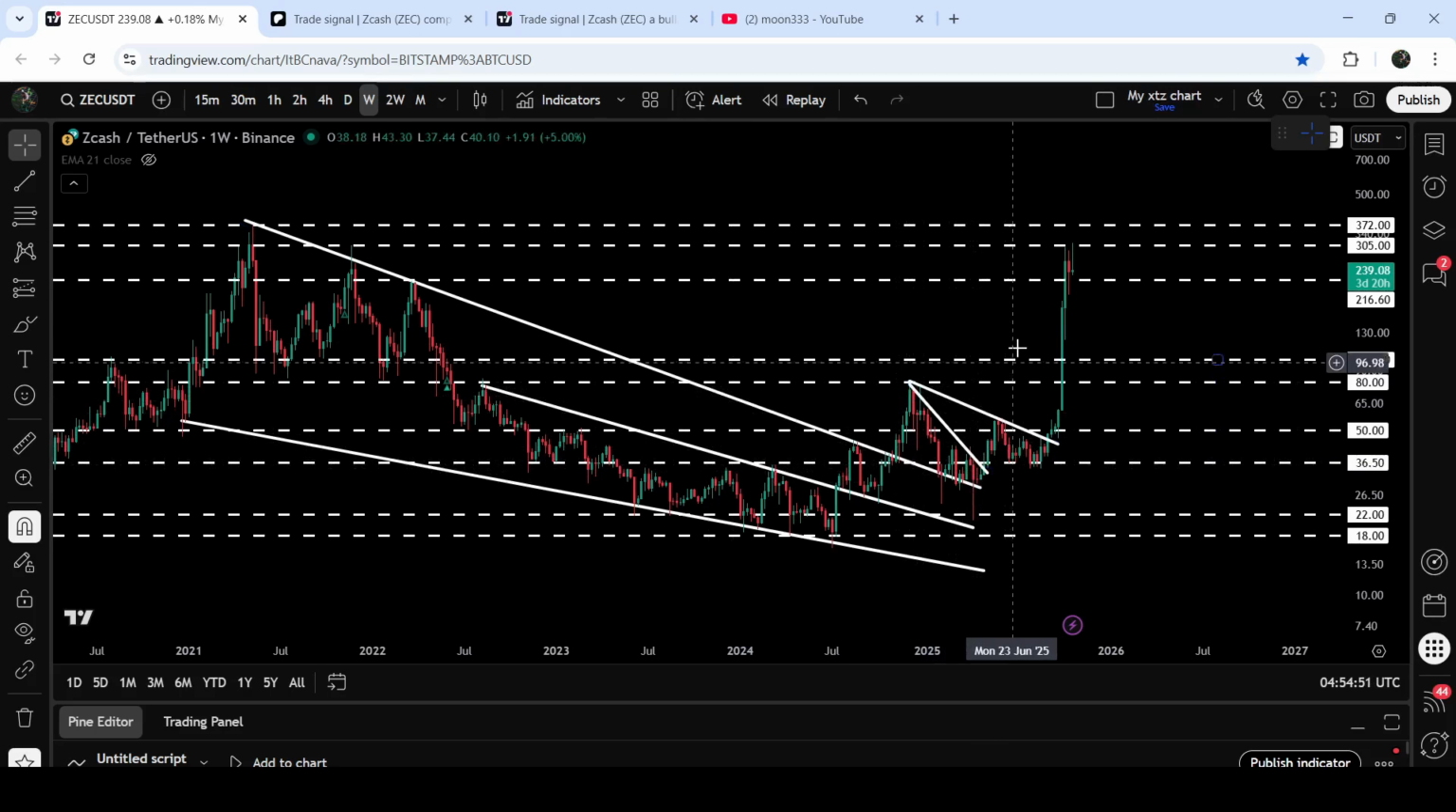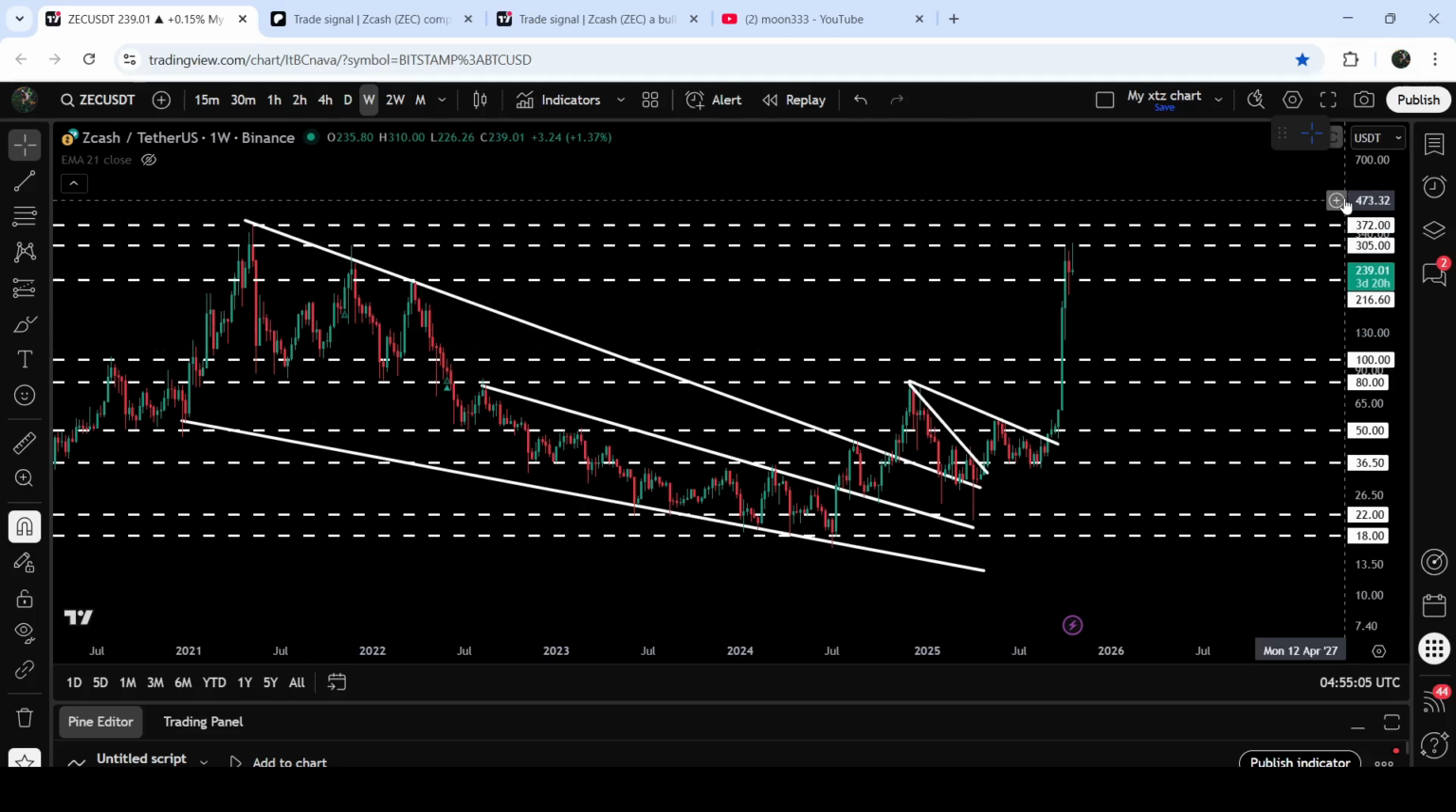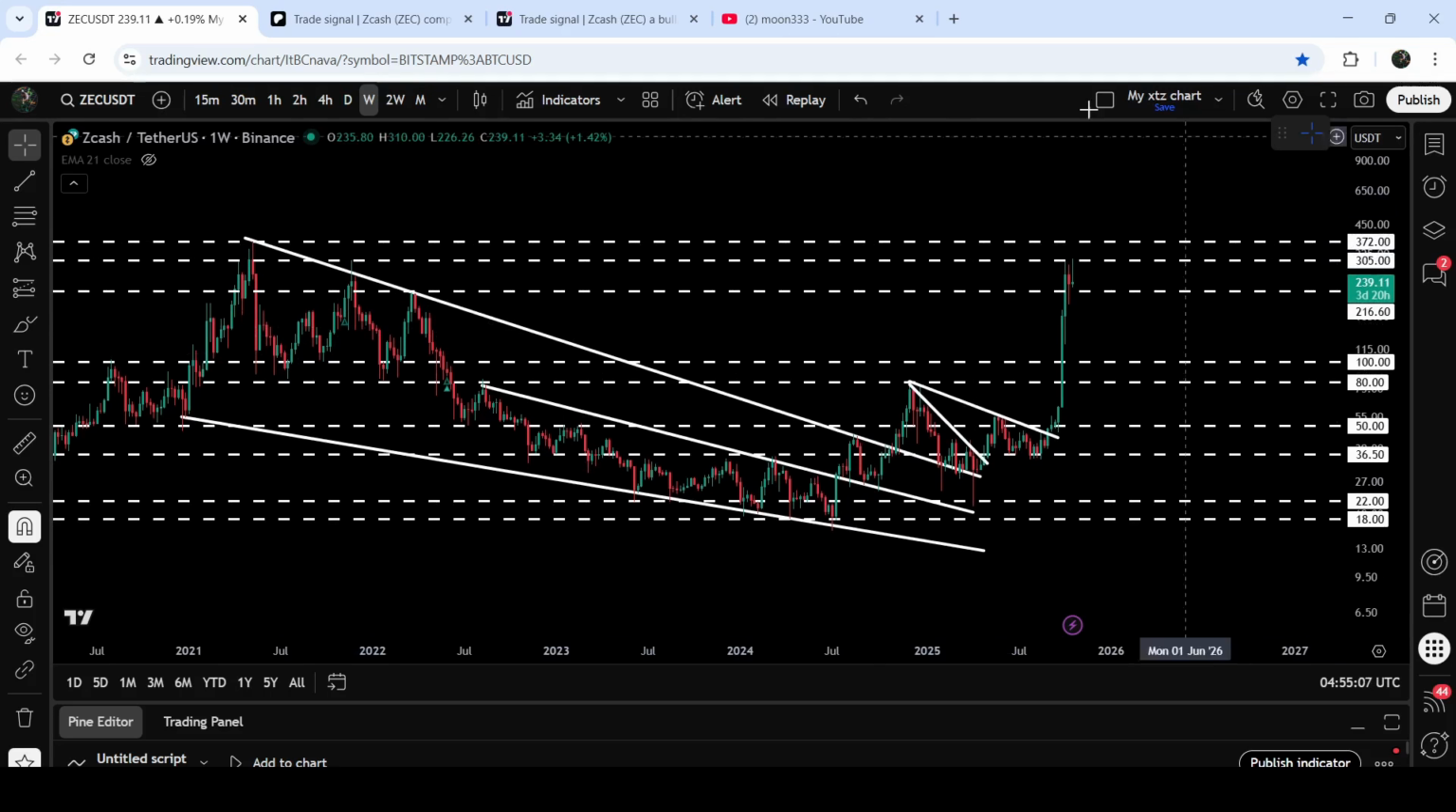And after the breakout from this wedge, we had a very, very nice and powerful rally. And so far from this low to here, it has rallied more than 1800%. And now it is very close to hitting the target for the breakout from this big and long-term falling wedge pattern. And that target is about to be here at the top of the wedge, somewhere between $400 to $500.